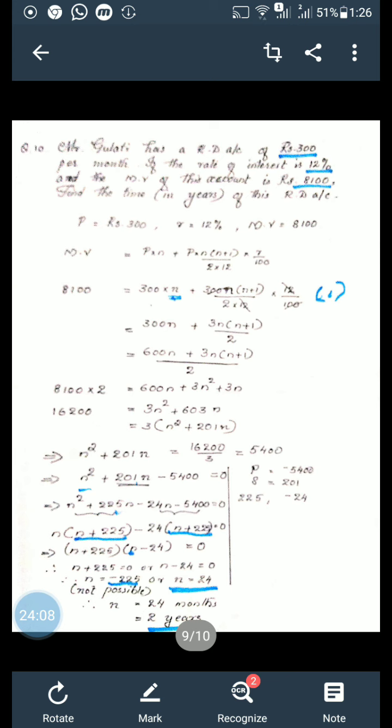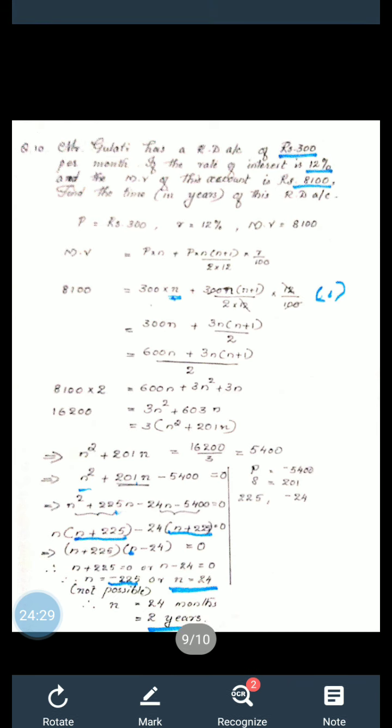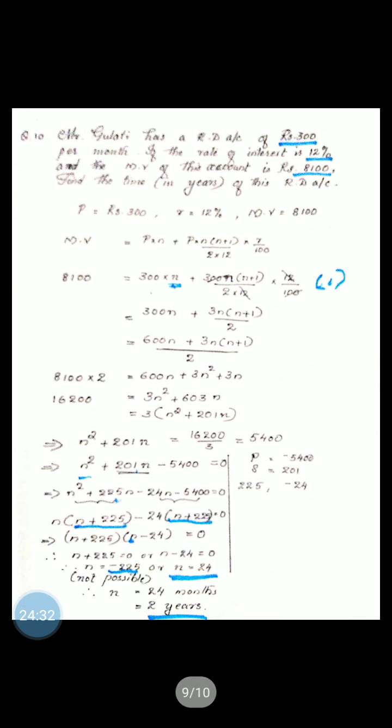On the right side, 3 into n square plus 201n. Now transpose 3 to the left side. You will get an equation, n square, that is 16,200 divided by 3, which is 5,400. Therefore, n square plus 201n is equal to 5,400.